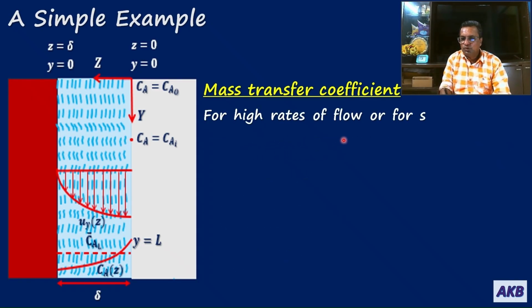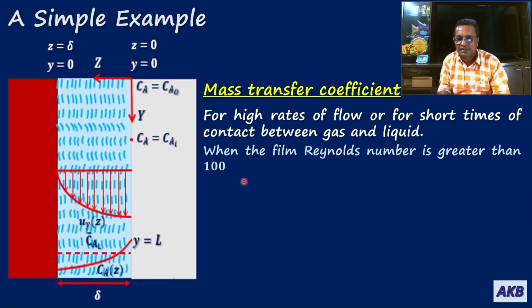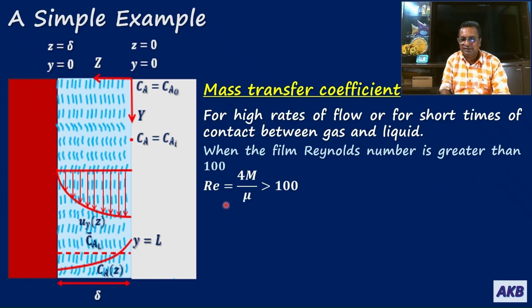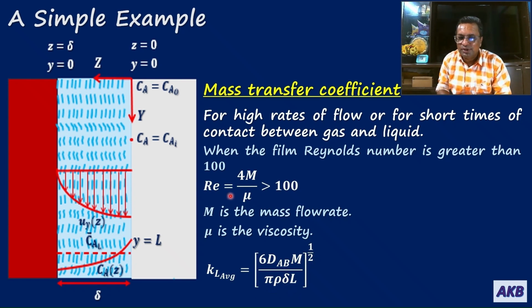Then, for high rates of flow or for short times of contact between gas and liquid, the Reynolds number will be higher. It will be greater than 100, when the film Reynolds number, RE, which is calculated as 4m by mu, is more than 100. m is the mass flow rate, mu is the viscosity. In that case, KL average will be calculated using this equation: KL average is equal to 6 DAB m by pi rho delta L, raised to 1 by 2. So depending on the film Reynolds number, you have the equation for calculating KL average.